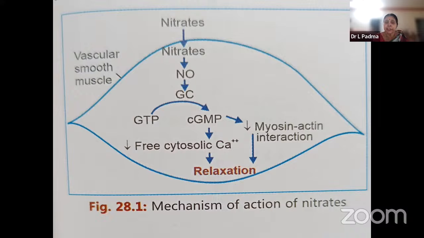So, for that reason, when we give nitrates, they release nitric oxide, which acts on guanylate cyclase, which forms cyclic GMP, and this cyclic GMP will stimulate relaxation. So the myosin light chain kinase interaction is decreased. Together with that, free cytosolic calcium as well as sarcoplasmic reticulum calcium is decreased, and hence there is relaxation. Once there is vasodilatation, there is free flow of the blood.